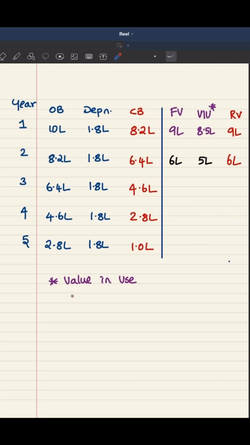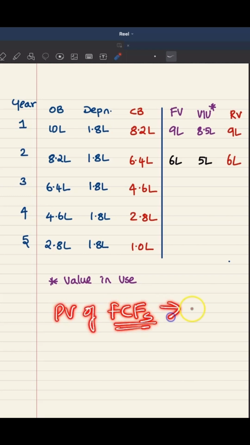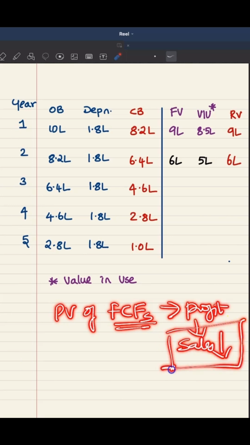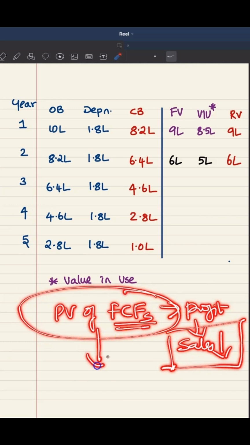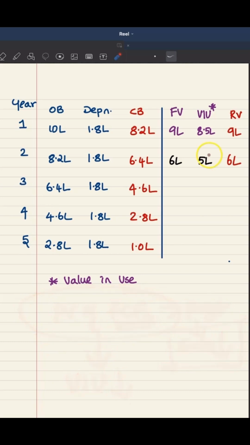But we should also check what is the value in use. Value in use is nothing but the present value of the future cash flows. The future cash flows are dependent on profits. Profits are dependent on sales, and we have an understanding sales are going to come down. So obviously the present value of future cash flows will also come down. It means value in use will also come down. Look at here, value in use has come down from 8.5, it has come down to 5 lakhs.